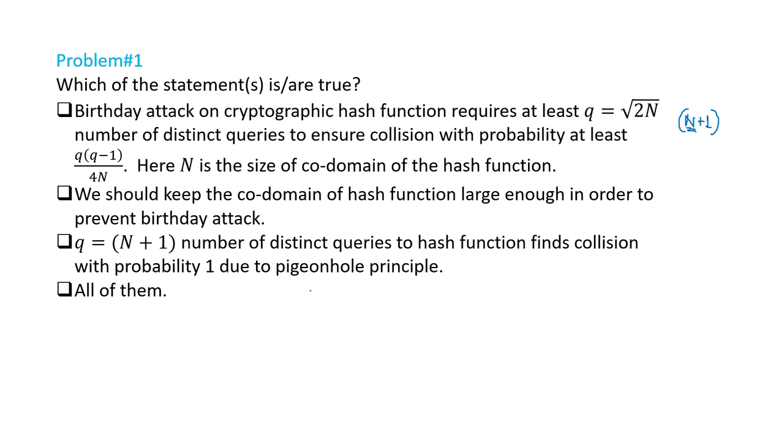Okay. Next statement says that we should keep the codomain of the hash function large enough in order to prevent birthday attack. Is this true? Answer from your side. We should keep the codomain of the hash function large enough in order to prevent birthday attack. True or false?